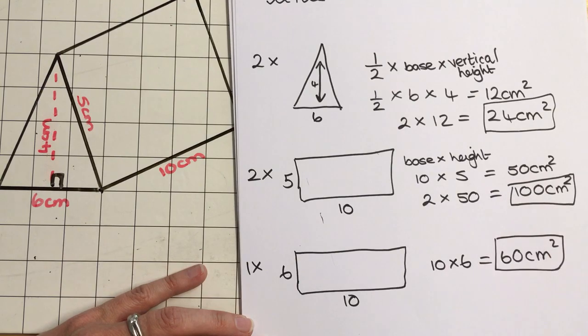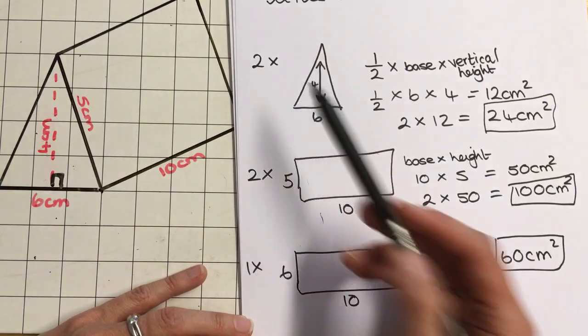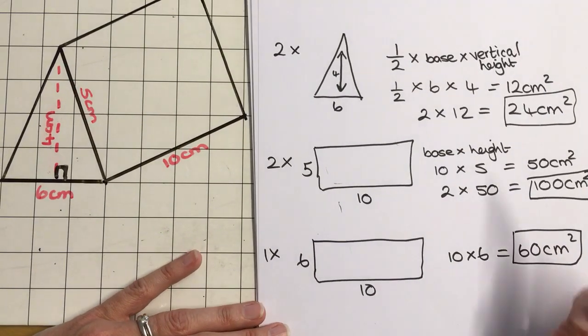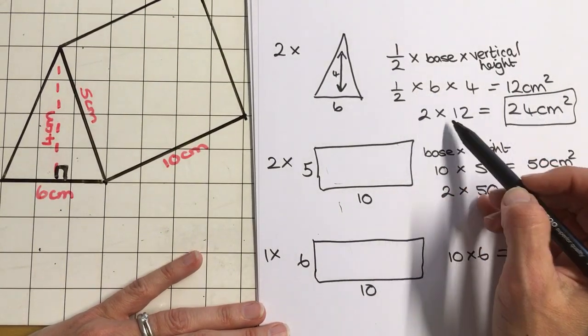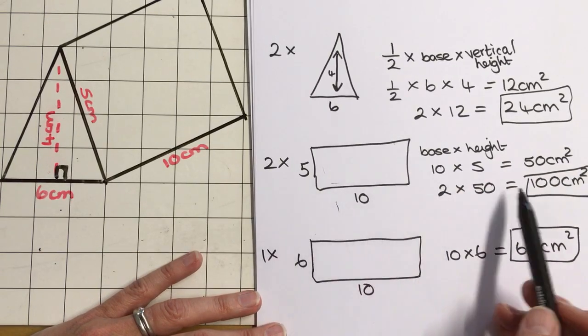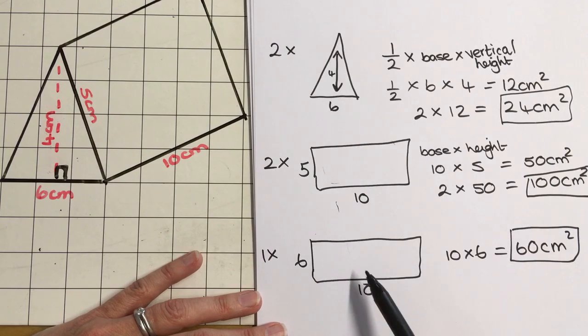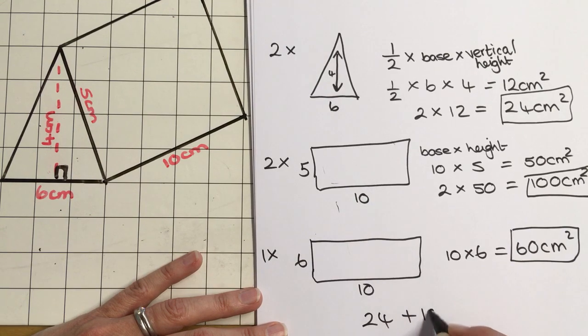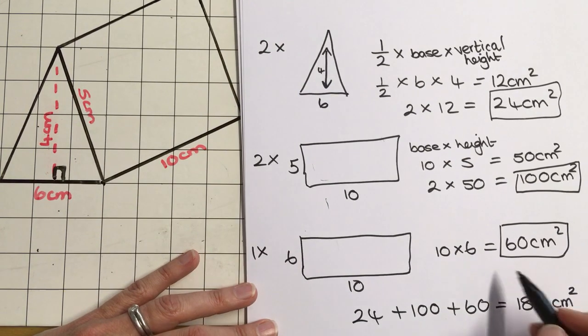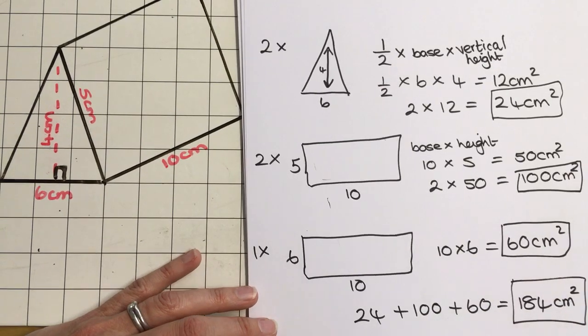So we have to add up the 24, the 100 and the 60 to give the 2 of these, 2 of these and 1 of these to give the total surface area. So remember, one of the triangles is 12 and there are 2 of them, so it's 24. One of the rectangles is 50 and there are 2 of them, so it's 100, and then we just have 1 rectangle that looks like this, so there's only 1 lot of that is required. So we have 24 plus 100 plus 60, which is 184 centimeters squared as a total surface area.